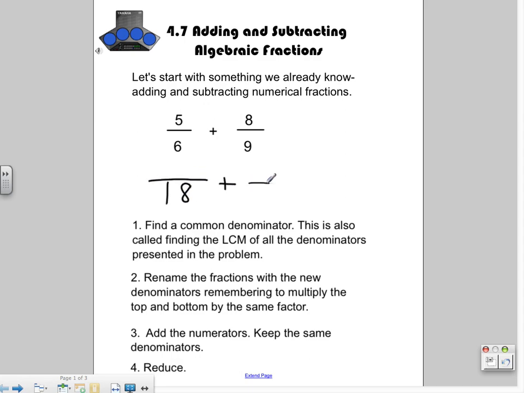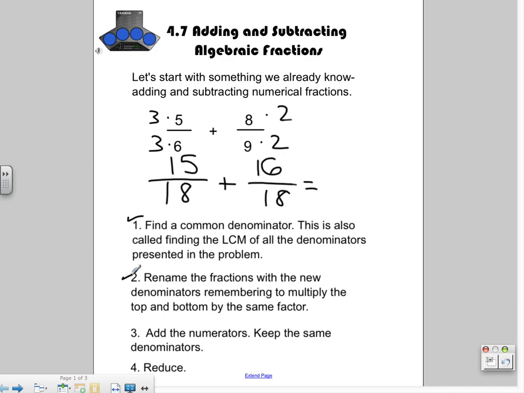So in order to get 18 for my first fraction, I have to multiply 6 by 3, which means I also have to multiply 5 times 3. So I get 15 over 18. If I multiply 9 times 2, I get 18. If I multiply 8 times 2, I get 16. Okay, so now I've done number 1 and number 2.